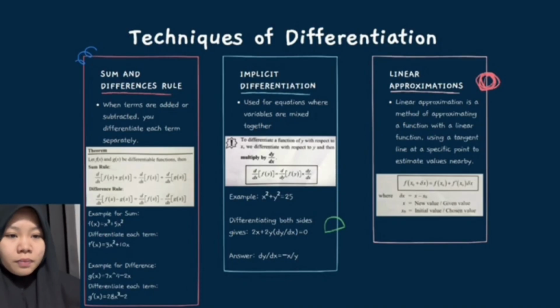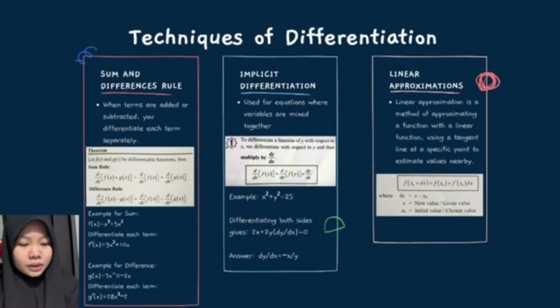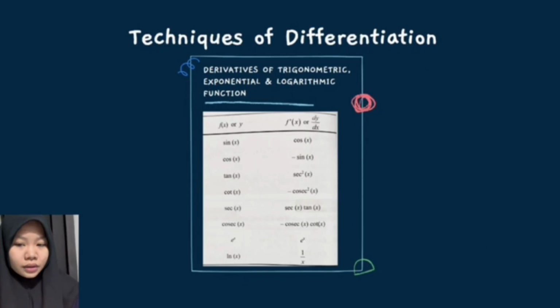The eighth one, we have implicit differentiation. Implicit differentiation is used when variables are mixed together in an equation like x squared plus y squared equals 25. In this case, we differentiate both sides with respect to x, and anytime we differentiate a y term, we multiply it by dy over dx. The ninth one, we have linear approximation. And last but not least, we have derivatives of trigonometric, exponential, and logarithmic functions.